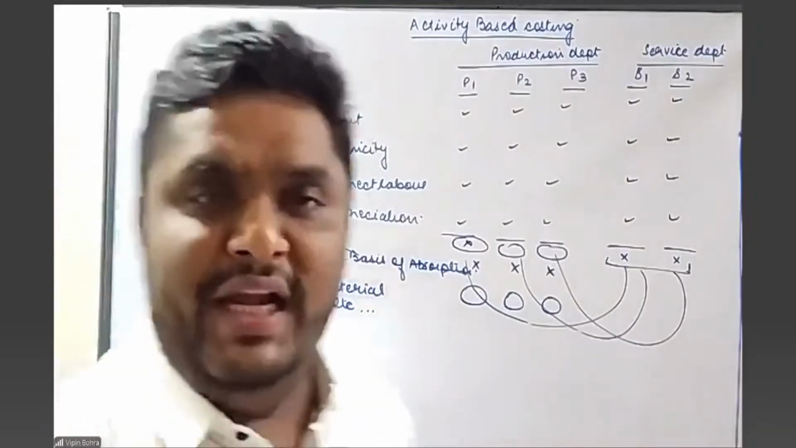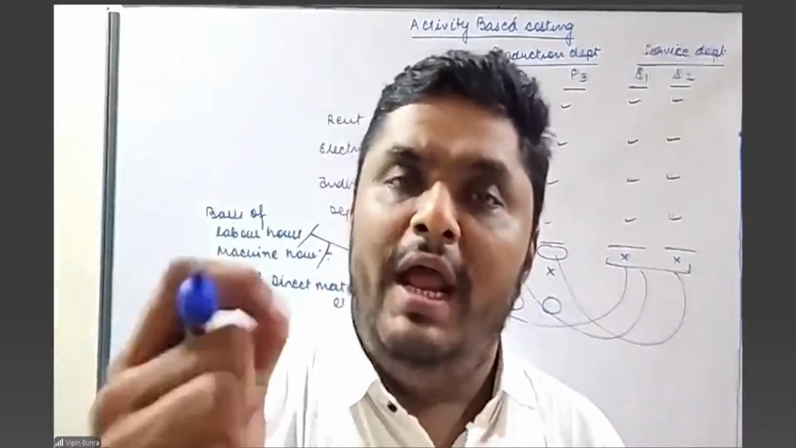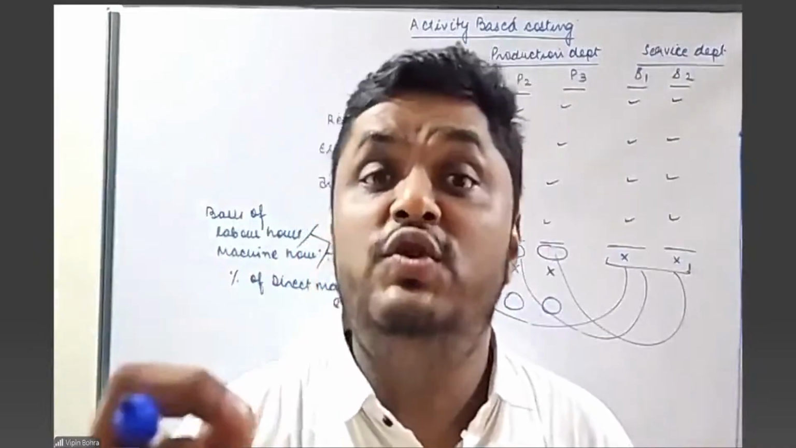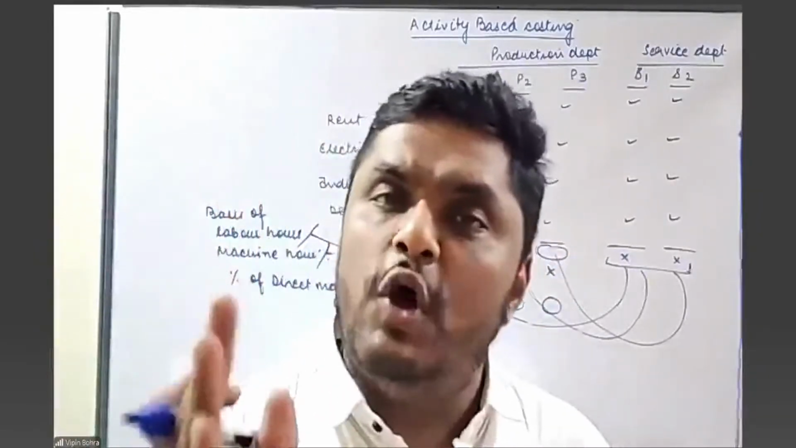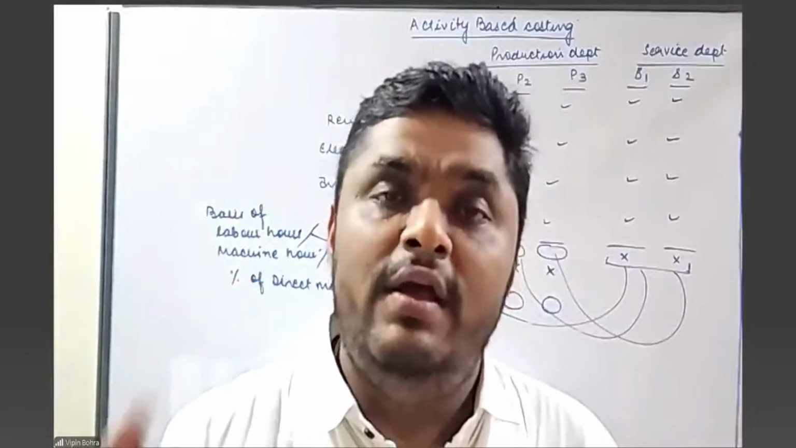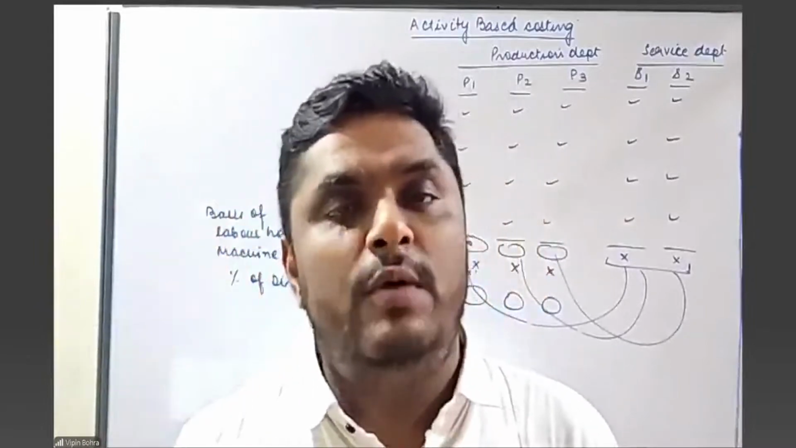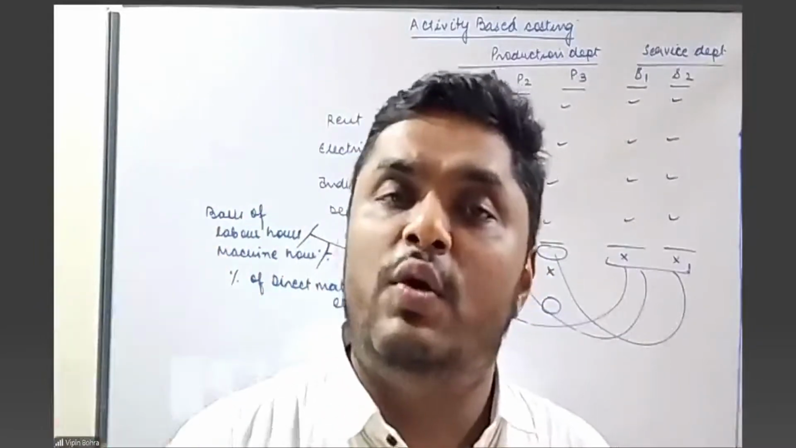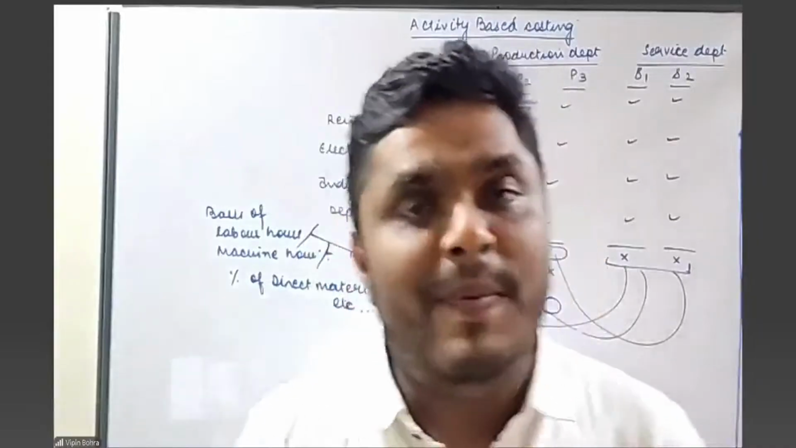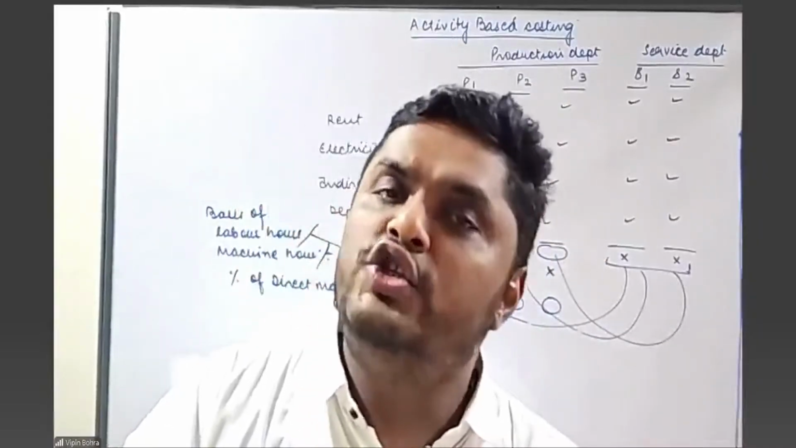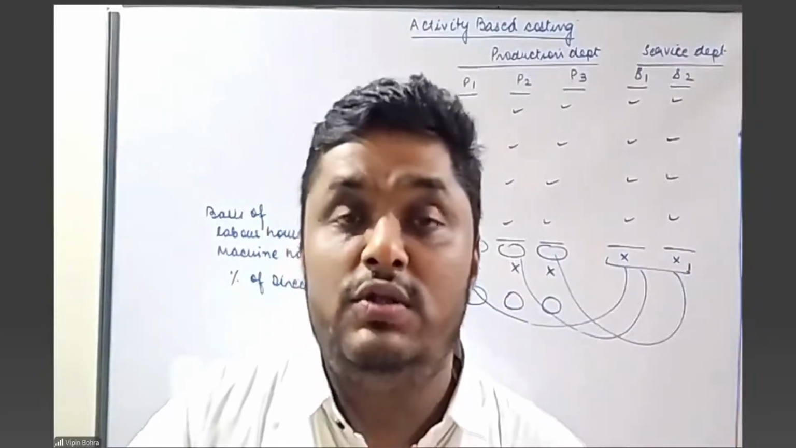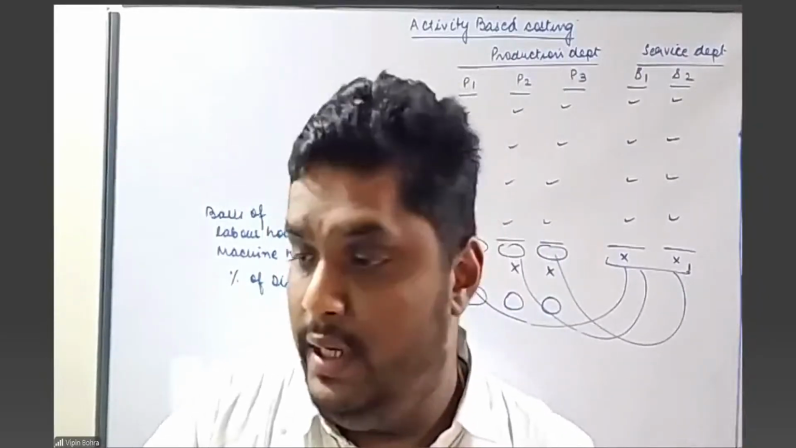So we used to identify the basis of absorption, and via basis of absorption, we used to calculate the absorption rate. And once this absorption rate is calculated, by applying this absorption rate, we used to calculate the total cost of product. That is, we used to apply that absorption rate to the various products or jobs to calculate the total cost. So this is what you guys have learned in overhead.